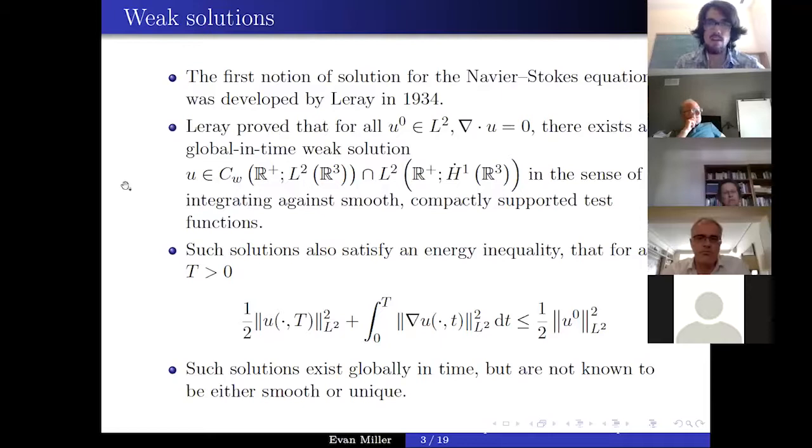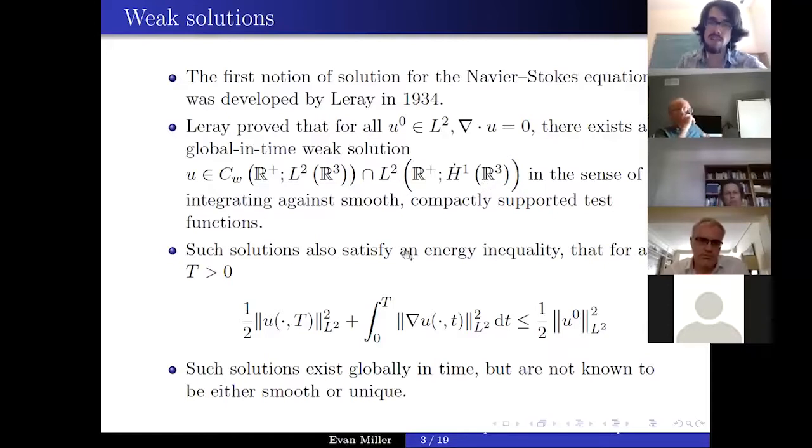The first notion of solution for the Navier-Stokes equation was developed by Leray in 1934 in a really pioneering work in Acta. Leray proved that for all initial data in L2, divergence free, there exists a global in time weak solution. So it's L infinity in time and L2 in space. In fact, it's weakly continuous in time, although not necessarily strongly continuous, because it's a solution in the sense of integrating against test functions, so the continuity is in terms of distributions. And it's also L2 in time and H1 in space.